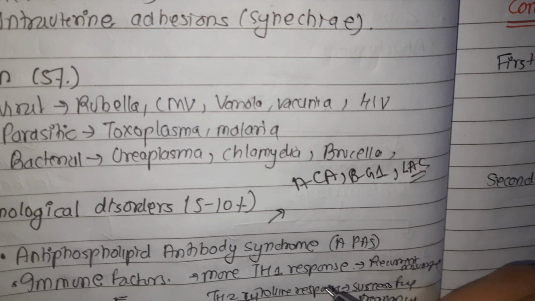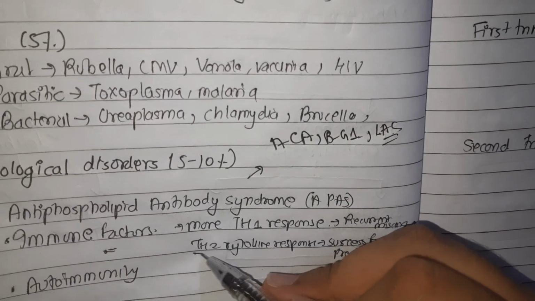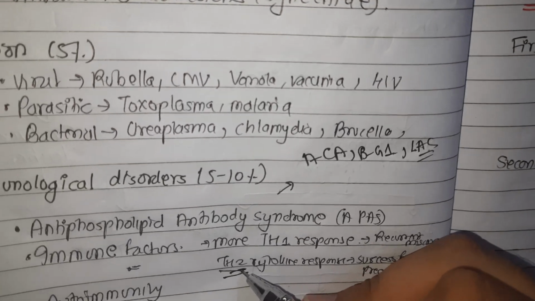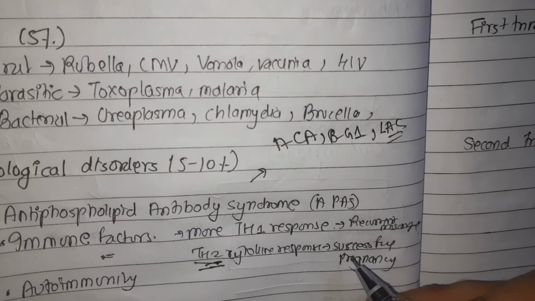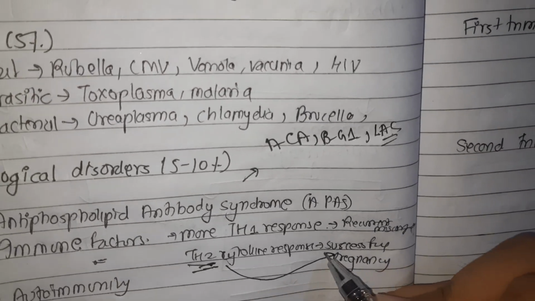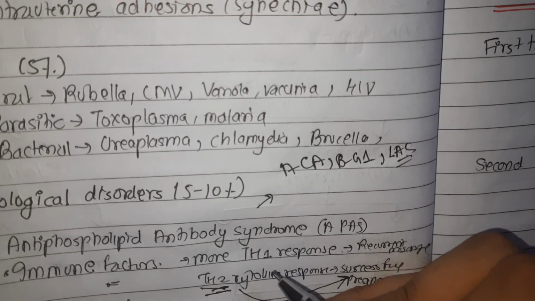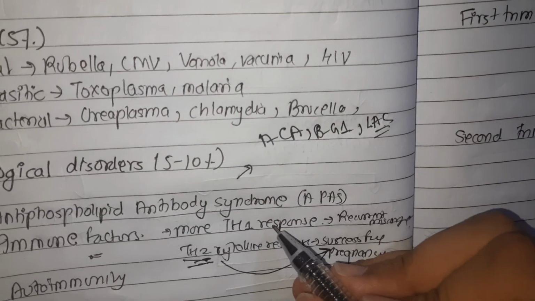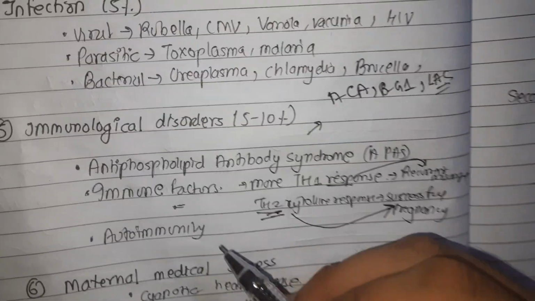The successful pregnancy is the result of a predominantly T helper 2 cytokine response. This is anti-inflammatory cytokine. If this T helper 2 response is more, then there will be a successful pregnancy. But if there is more T helper 1 response, then there will be recurrent miscarriages. So that is the concept behind it.